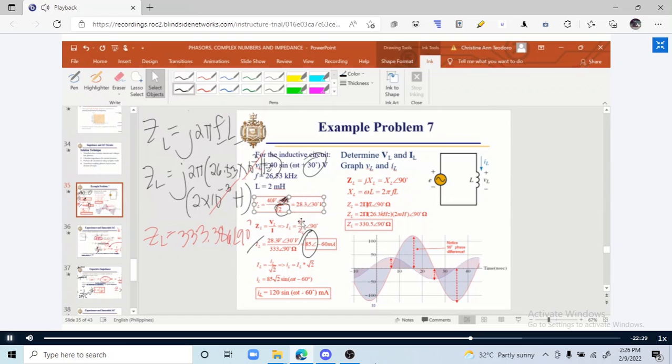Okay. So since we already have our ZL, we can now solve for our IL. Since IL is equal to VL over ZL, that would give us 28.3 angle 30 degrees all over 333 angle 90 degrees. That would give you 85 angle negative 60 milliamps. Okay? So we already have the IL with the capital letter.